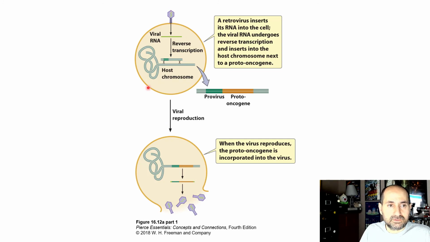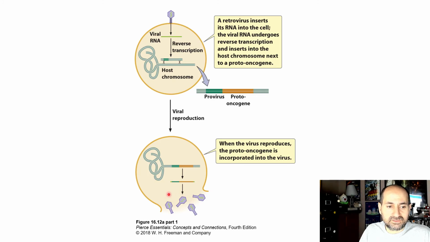It's infecting your cell. It infects your cell with RNA. The RNA is reverse transcribed to DNA. That DNA then inserts itself into your host chromosome. So now you have the viral genome next to a proto-oncogene. Then when the virus reproduces, it could actually package not just its own genome, but it might package the proto-oncogene as well. Does that make sense?